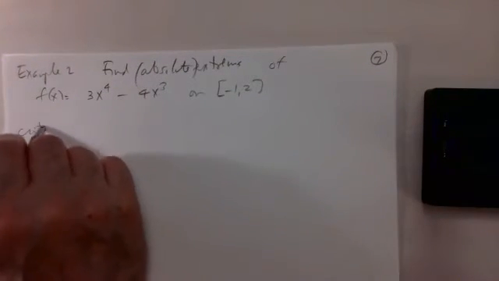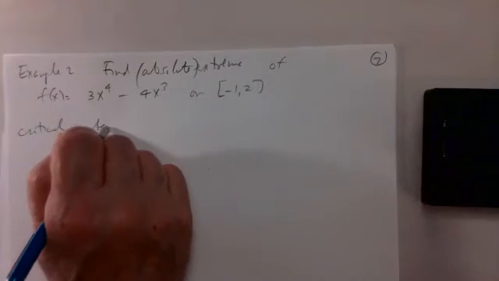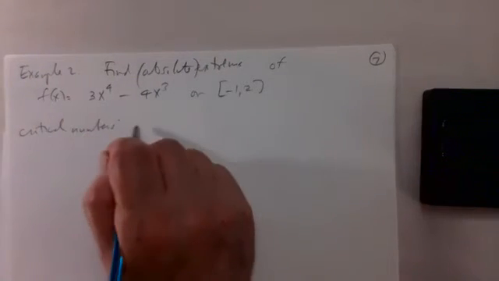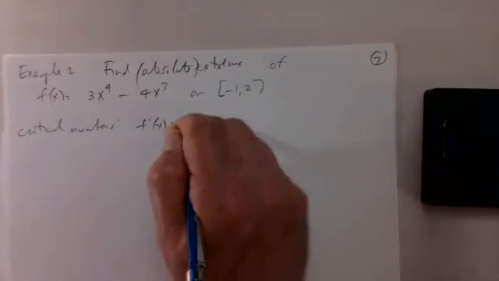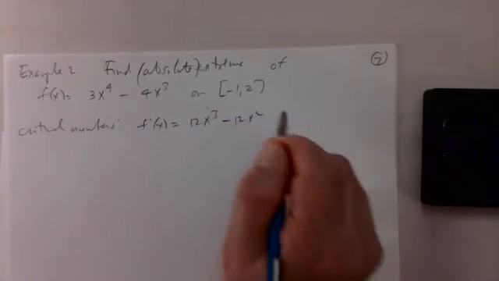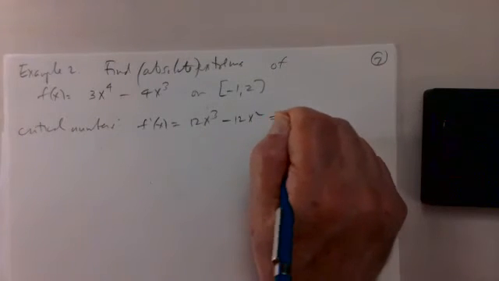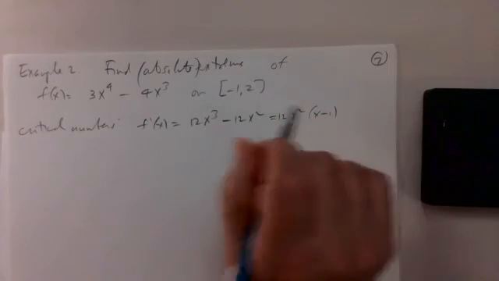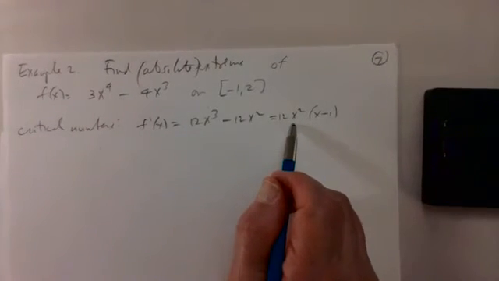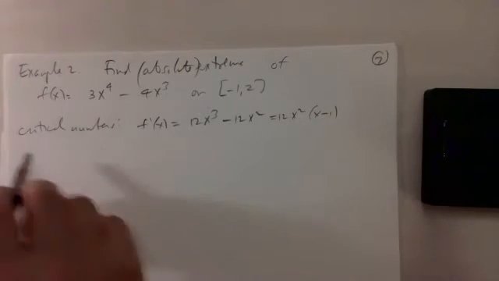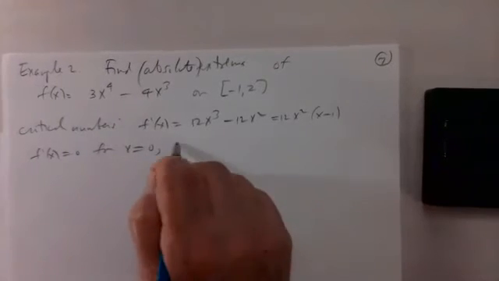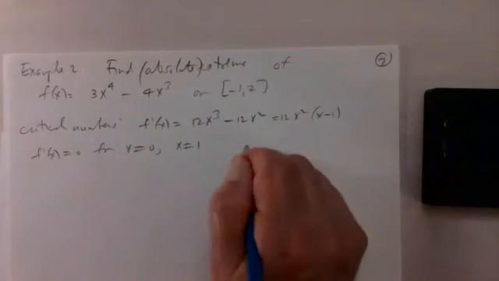So what are the critical numbers? We have to find the points where the derivative is 0. What is the derivative? Well, f prime of x is 12x cubed minus 12x squared. That's 12x squared times x minus 1, if you factor it. And when is this 0? This equals 0 when x is 0 or 1. So these are the two critical numbers.